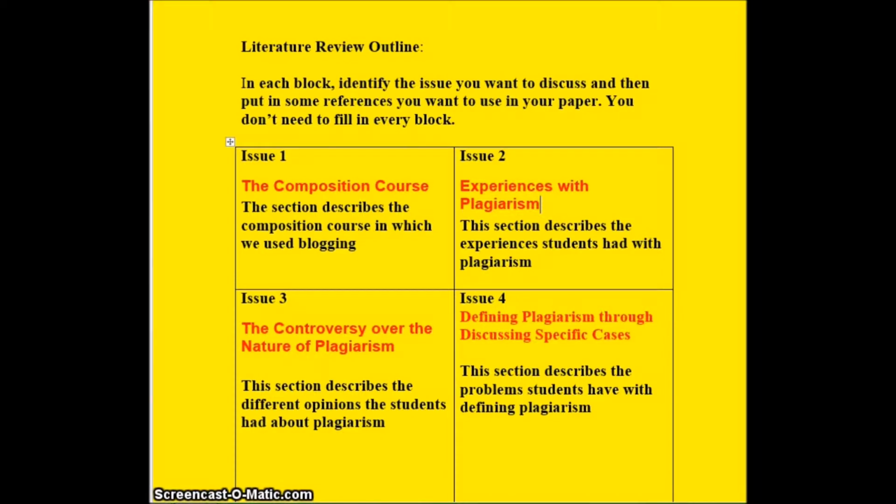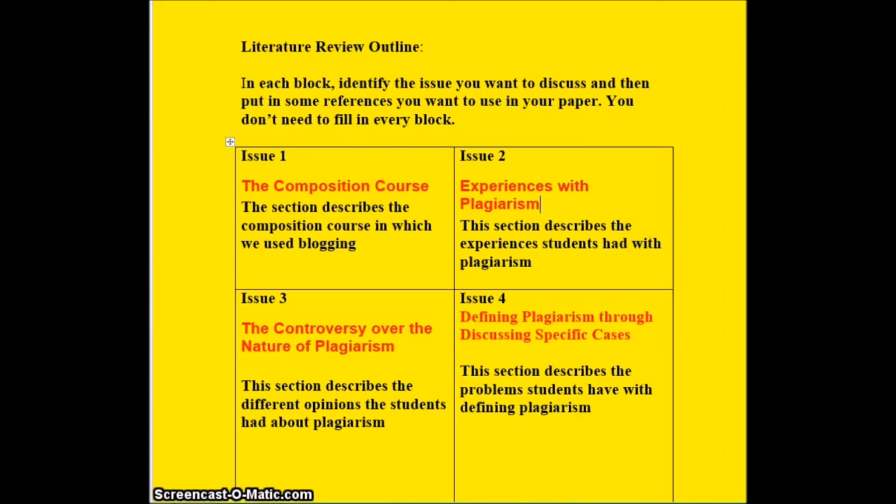So to begin the literature review outline, you need to divide the literature review into a series of issues. Now, I'm going to present in this paper that I wrote 5 issues. You can have 3 issues, maybe 4 issues. You can have as many issues as you want. You probably should have at least 3, but it's up to you. And each of these issues has a specific purpose.